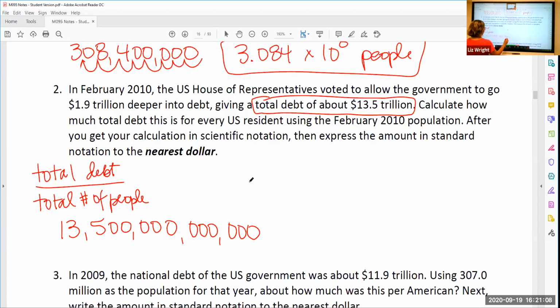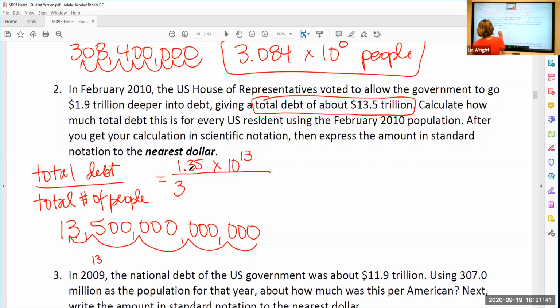So we've got 3, 6, 9, 12, 13. So I'm just going to write that down. So it's going to be 13 spaces or 13 places there. So our total debt is going to be 13, or not 13. No longer 13.5, it's going to be 1.35 times 10 to the 13th, there's my 13, divided by the total number of people, which is what we did in the problem just above, which is 3.084 times 10 to the 8th.